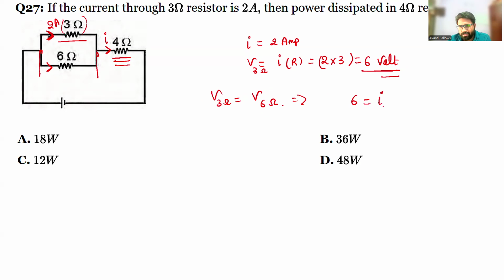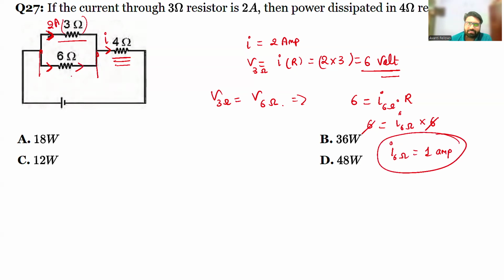So we can calculate the current through the 6 ohm resistor multiplied by the resistance itself. So it is 6 equals I into 6 ohm, the value of resistance being 6 ohm. So I through the 6 ohm resistor will be 1 ampere. So the current flowing through this 6 ohm resistor is 1 ampere. Now you can easily calculate the value of this I. Since 2 ampere current is flowing in the 3 ohm resistor, or let's say in this branch, 1 ampere current is flowing into this branch too.